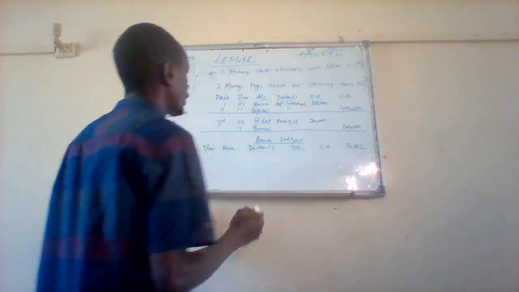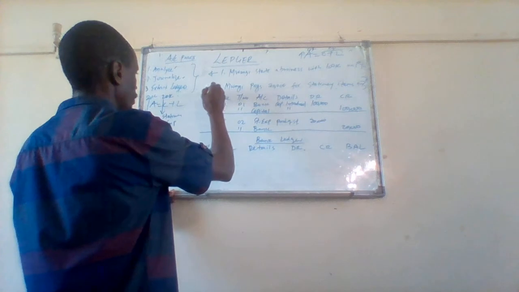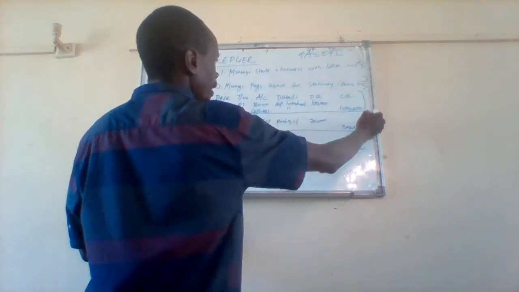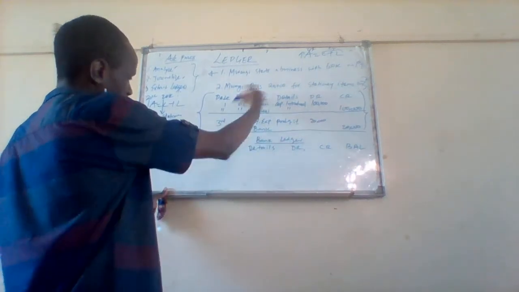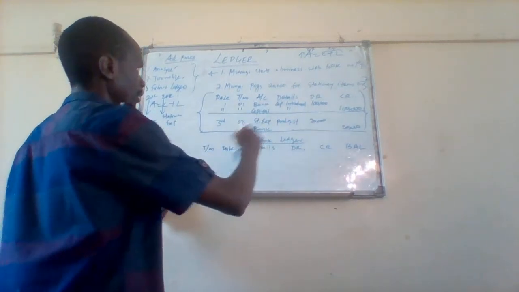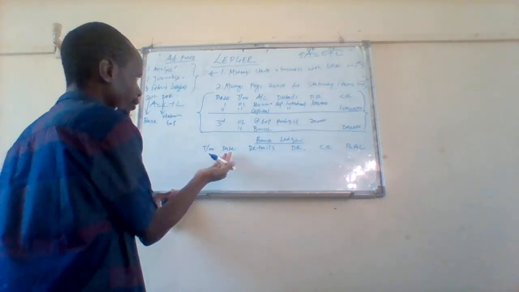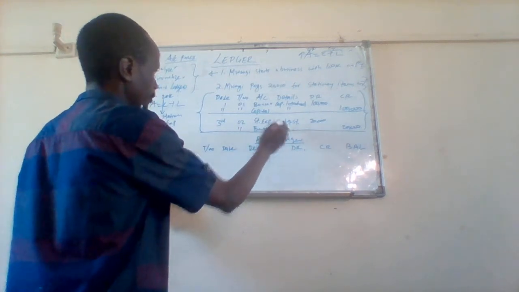This is bank ledger. So we go to the journals that we did. These are the journals that we did. Any transaction affecting bank should be captured in the bank ledger. So this transaction, we will find it here. This transaction, we will find it here. Okay.